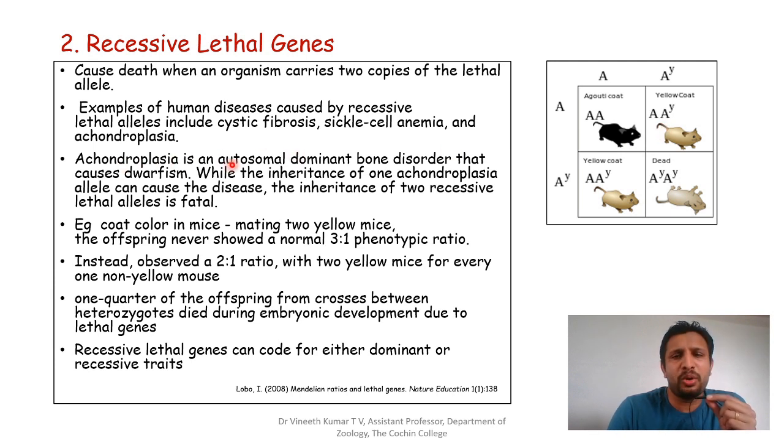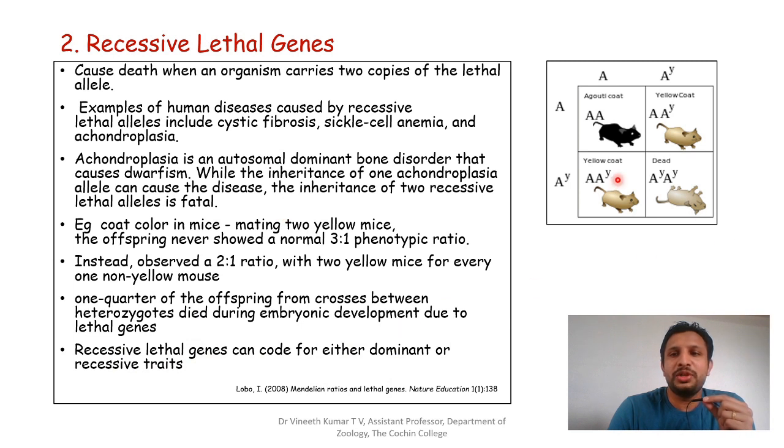The same is the case with the achondroplasia gene also. It is an autosomal dominant bone disorder, in the sense that the achondroplasia gene is expressed both in the heterozygote as short statedness and as lethal when it is homozygous. That gene is considered to be dominant over the normal wild type allele. That is why we say that recessive lethal genes can either code for a dominant trait or a recessive trait.